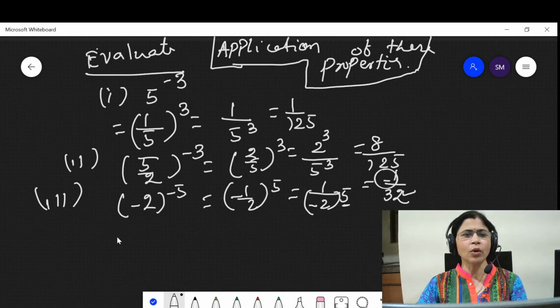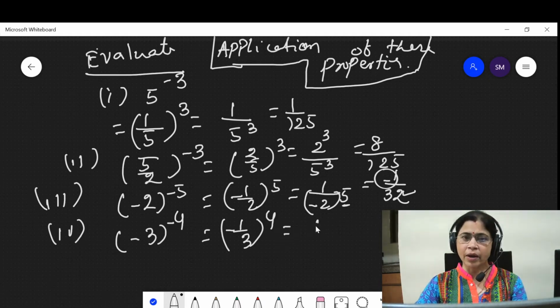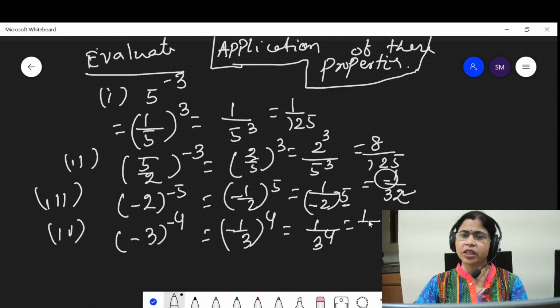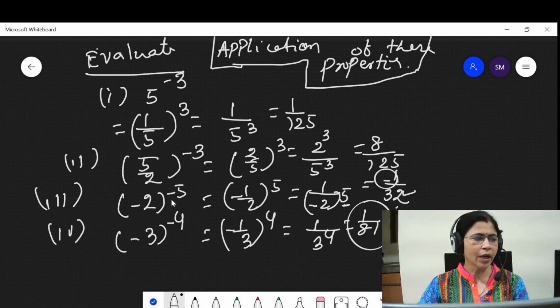Suppose you have to find the value of (minus 3) to the power minus 4. This is equal to 1 upon (minus 3) to the power 4. Here the exponent is an even number, which means we always get a positive number. This is equal to 1/81, a positive rational number. But when the exponent is an odd number, then in the case of negative integers, you get a negative value. Okay. Now let us practice some more questions.